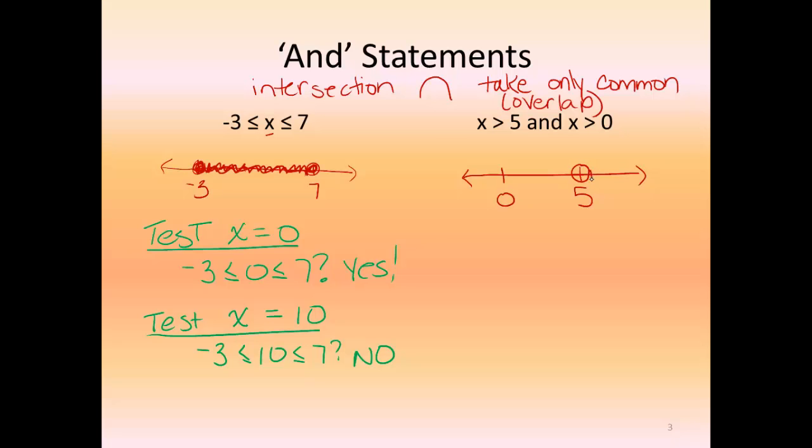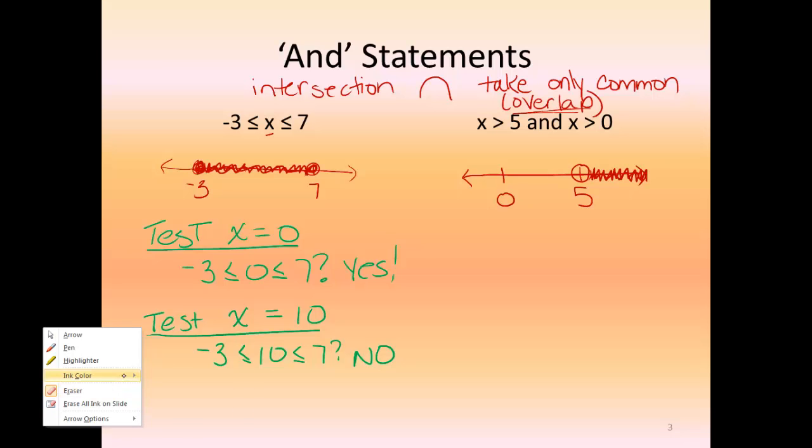When I think about what they have in common, here are the numbers that are greater than 5. If I were to do numbers greater than 0, that would also include all these numbers in between. But because an AND statement is an intersection, we only take the overlap. We do not want to take these numbers here in between 0 and 5. They are not part of the solution.